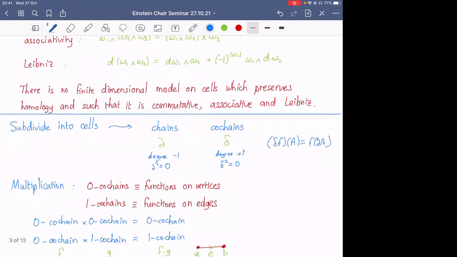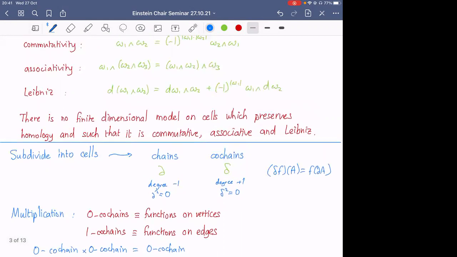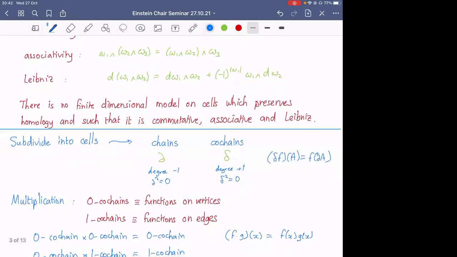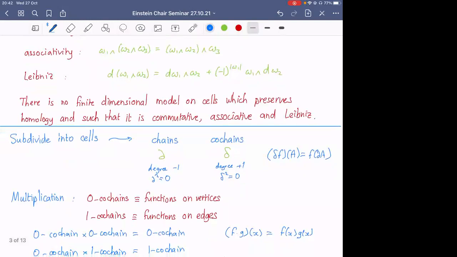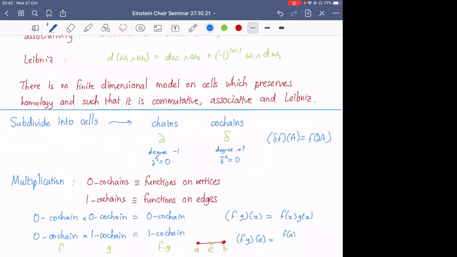So now one can try and talk about multiplication. So for example, if we just look at cochains, so 0 cochains would be functions on vertices, 1 cochains would be functions on edges. Multiplying 0 cochains is not a problem because they are localized at points. So you would just take the value at a point to be the product of the values. What would you like the value on a 1 cochain? You could take F of A times G of E, or you could take F of B times G of E.